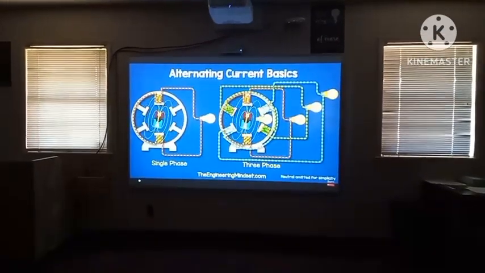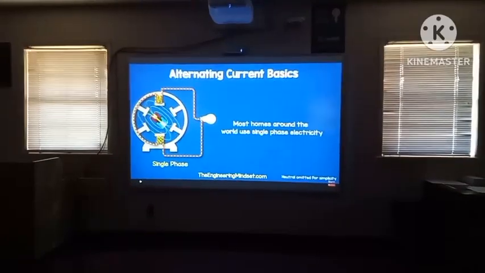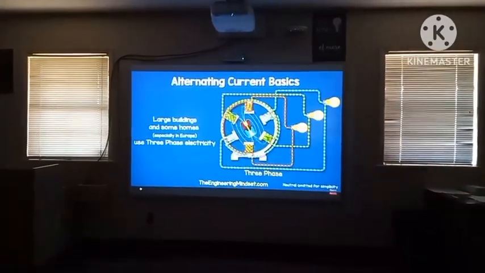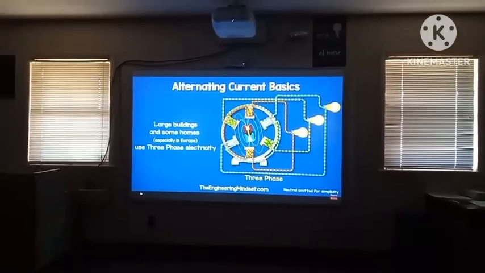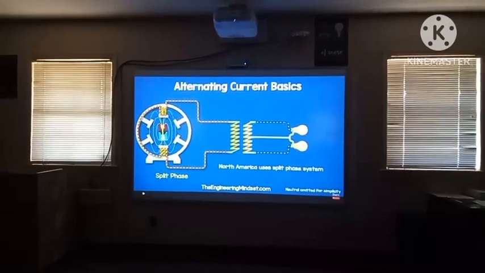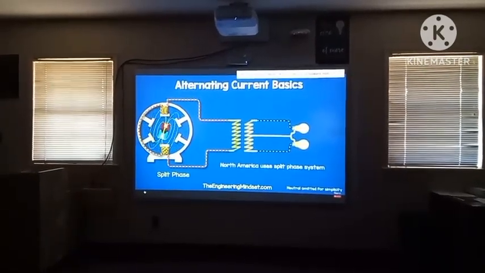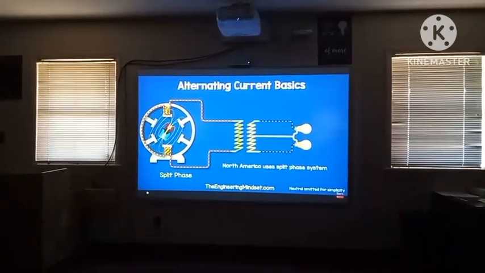We also have single-phase as well as three-phase AC electricity. Most homes around the world use single-phase electricity. Large commercial buildings, as well as some homes, especially in Europe, will use three-phase electricity. Homes in North America use split-phase electricity, where a center tap transformer splits a single phase into two, which provides two hot wires and a neutral.